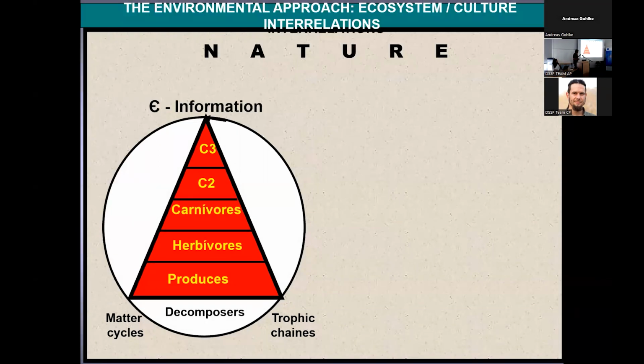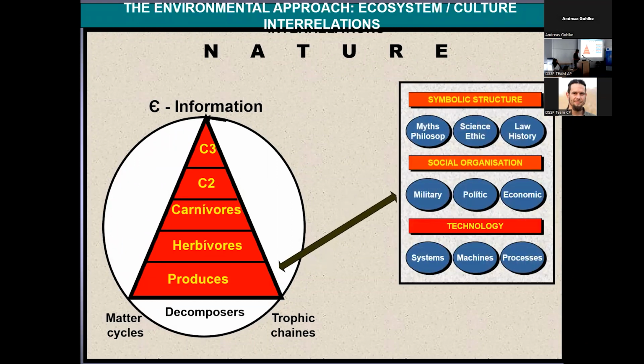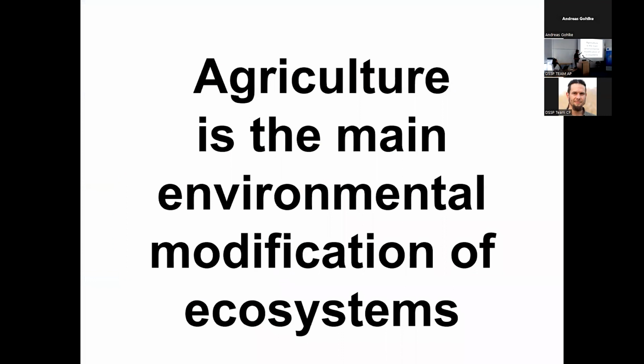And one of the main transformations is made by agriculture. Agriculture is the human action over the produce. But livestock is also a big interaction of human beings with herbivores, but in a cultural way. It means in a complex way. It means that agriculture is the main environmental modification of ecosystems.